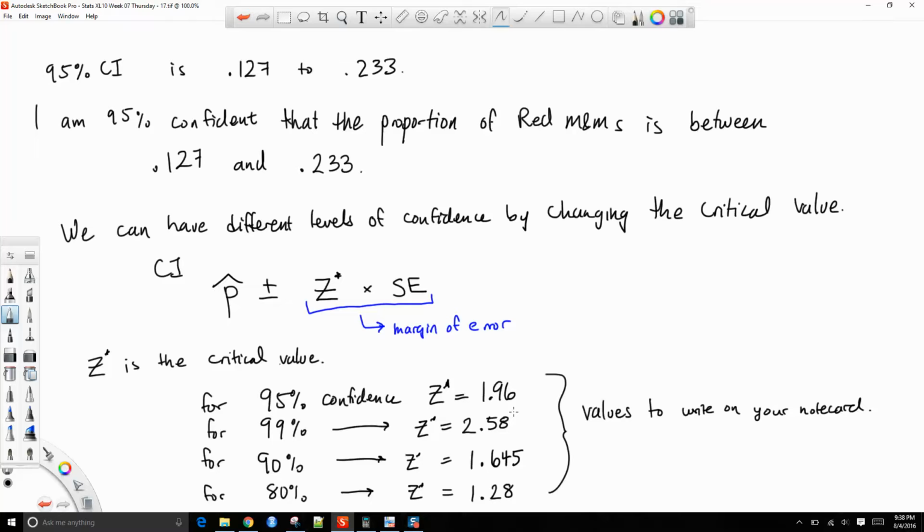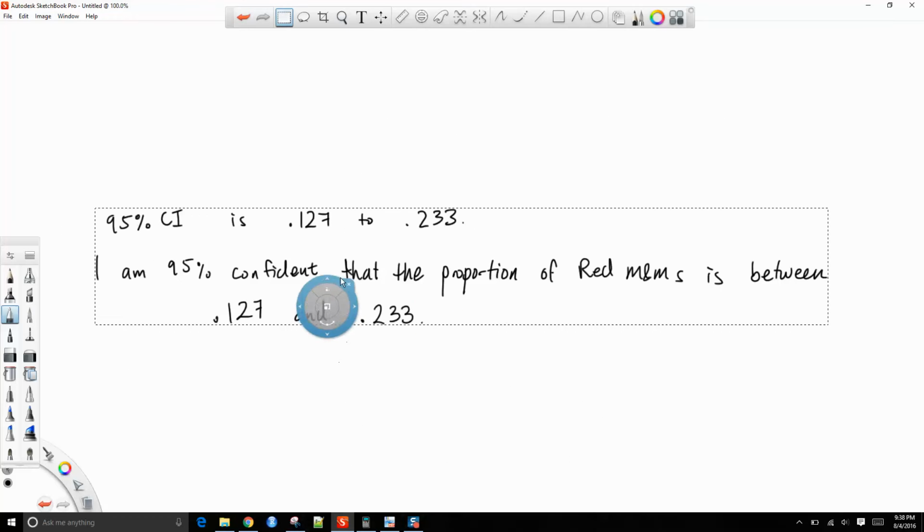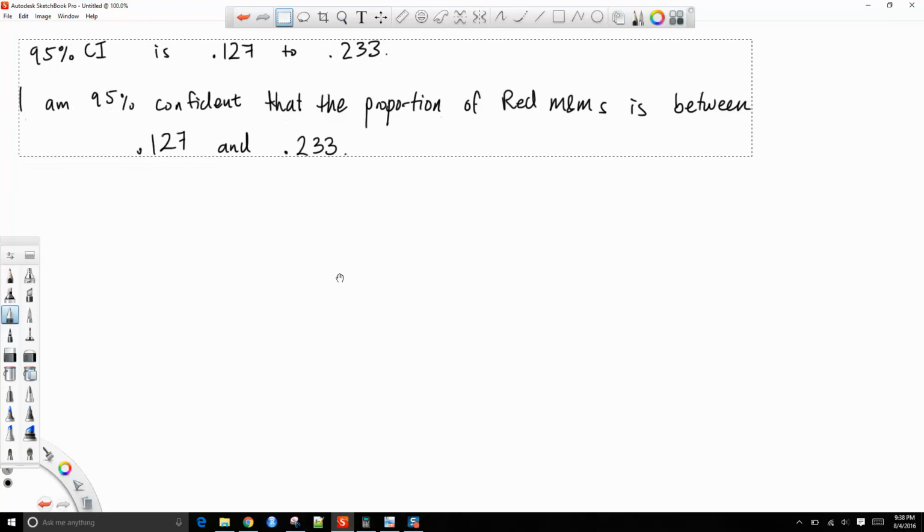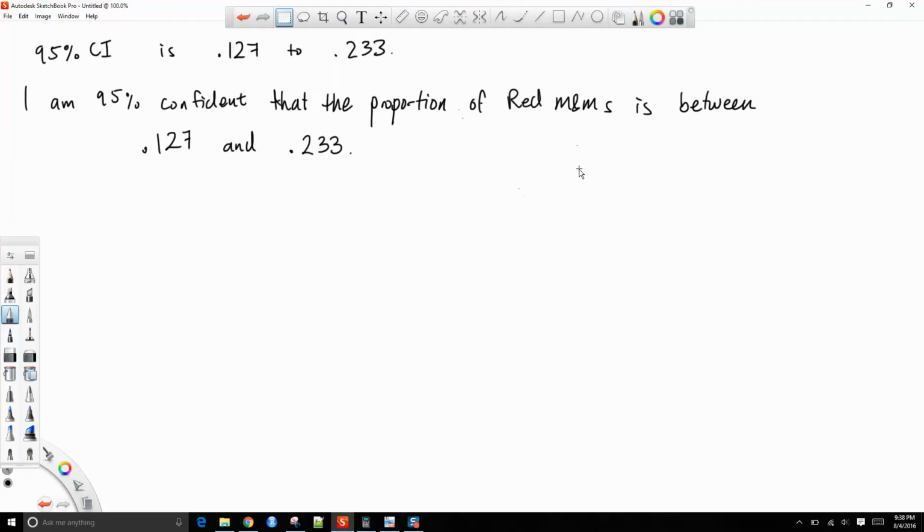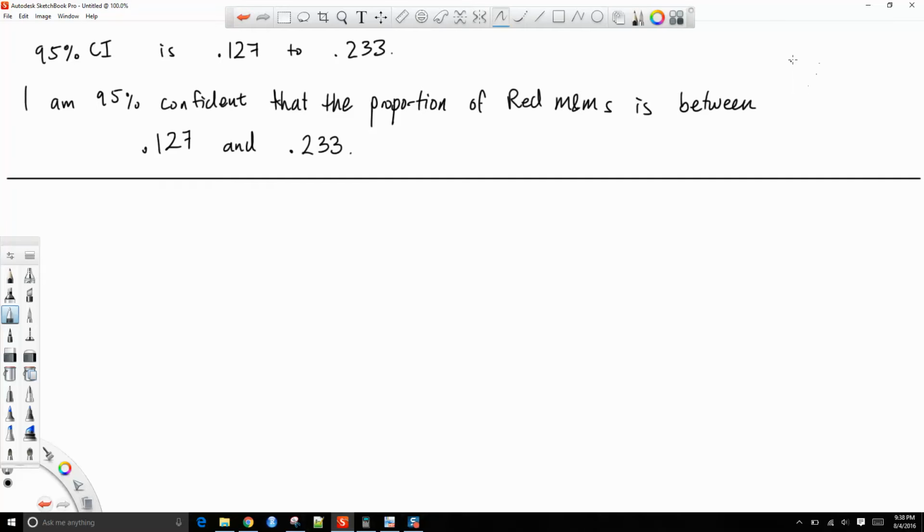Let me talk a little bit more about this. Let me copy this statement. If you get a confidence interval, it says: I'm 95% confident that the proportion of red M&Ms is between 0.127 and 0.233. This is the correct thing to write. Now let me write a few things that are wrong.